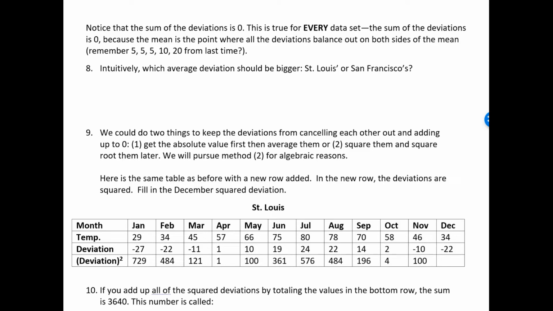Now, think about it intuitively. For those two cities, St. Louis and San Francisco, which one do you think should have a bigger average deviation, if it didn't come to zero? If it has a lot of variability, then it should be bigger, right? That average deviation. Versus if it has very little variability, then we would expect it to be smaller. So between St. Louis and San Francisco, which one would you intuitively expect should be bigger?